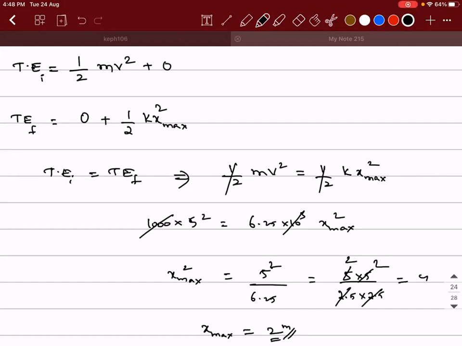Sir, please tell me, why is the velocity 0? Because it should stop. When maximum compression has happened, the car cannot travel beyond that. It is because of the car only that the maximum compression has taken place. Whatever kinetic energy it had, it converted everything into what? The elastic potential energy.